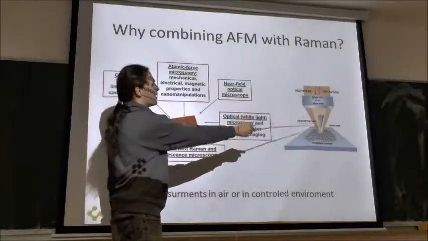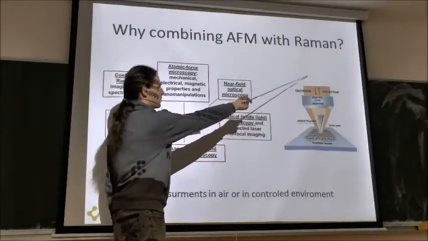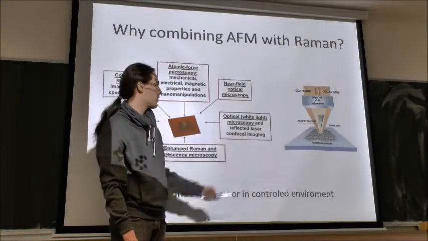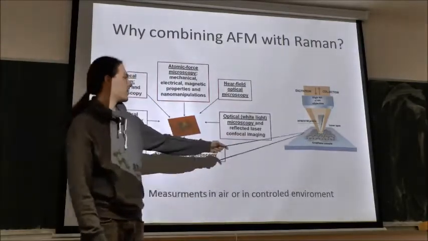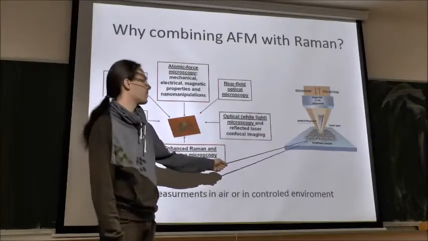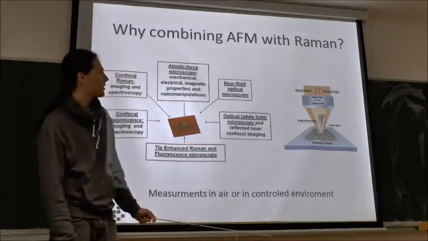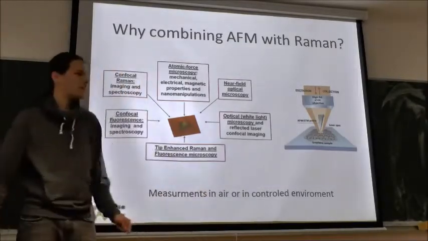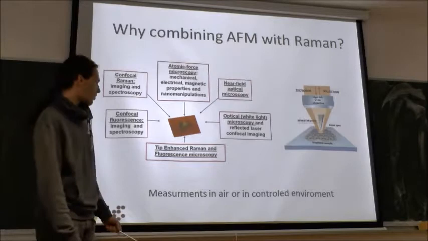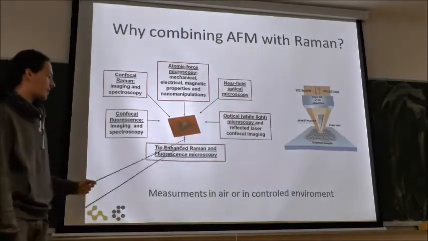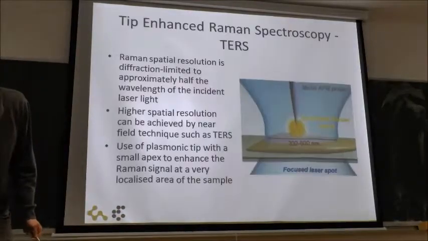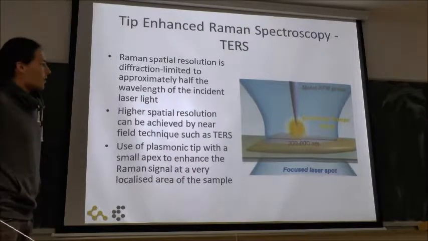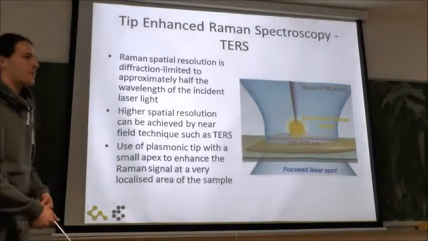Here is how this setup is done. So we have an objective, then we shine a laser through this, and we have an AFM or STM probe close to the sample. So what we can do, we can obtain AFM images and Raman images. So we can do the mapping, or we can do this tip-enhanced Raman spectroscopy. That is actually very interesting because of the resolution that we can obtain with this system.